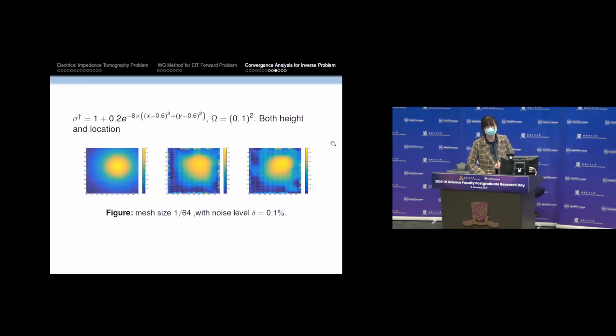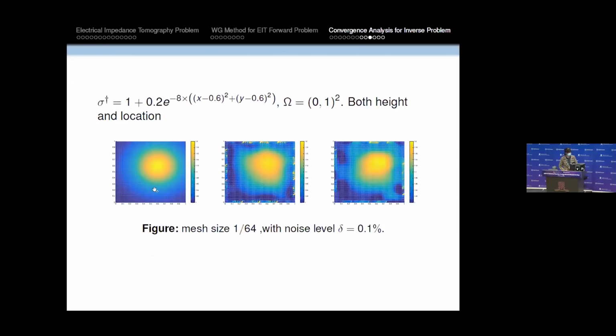So now that is the tomography. When the sigma to be reconstructed is continuous and not linear like this, the second figure shows our reconstruction using the exact measurement of u. And the third figure is a reconstruction using the measurement with noise level delta. You can tell that this reconstruction captures the location and the height of the true conductivity very well, and it is stable, as the second and the third figures are not that different.